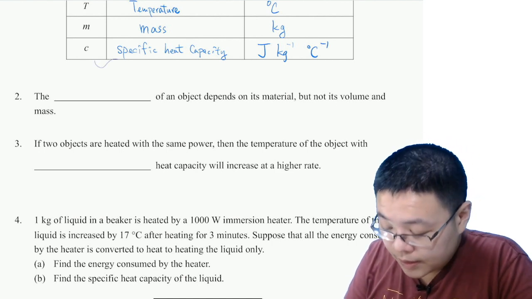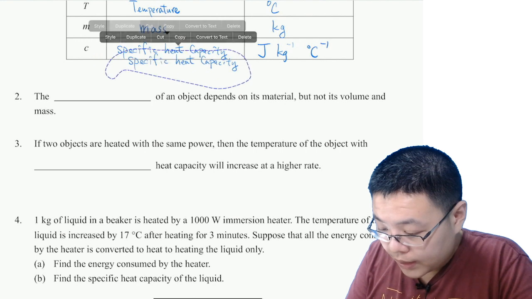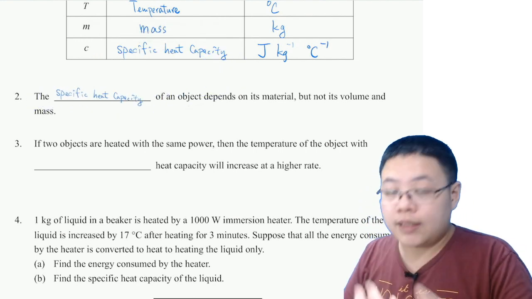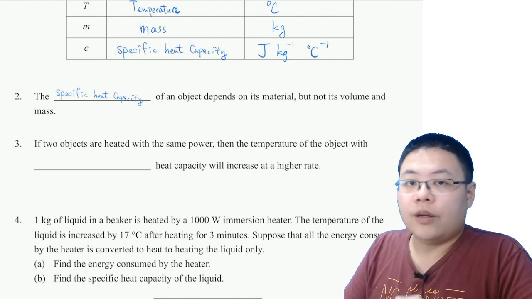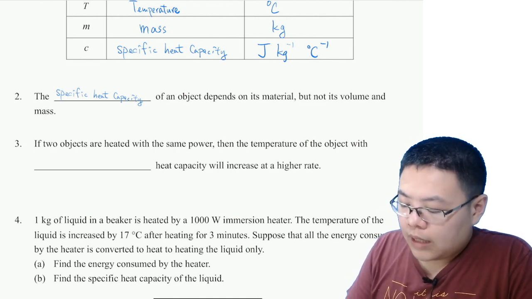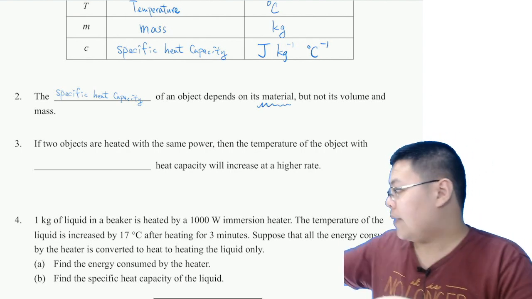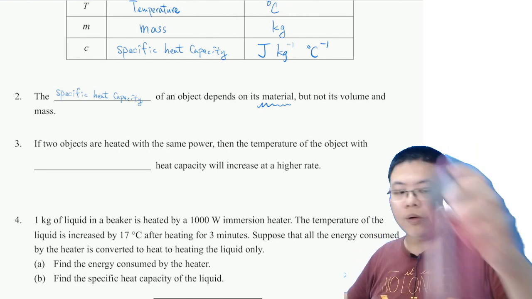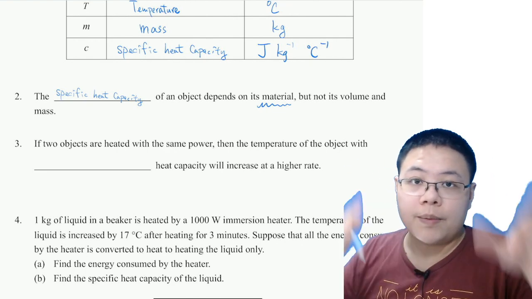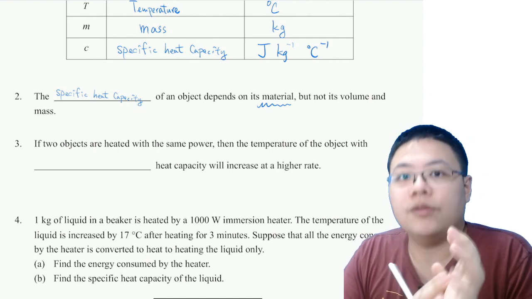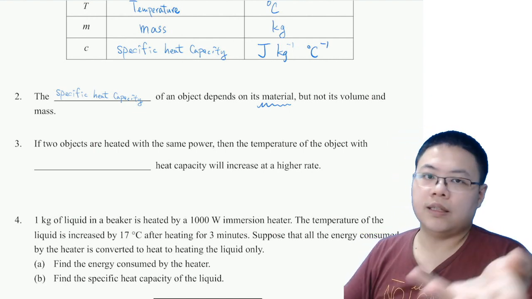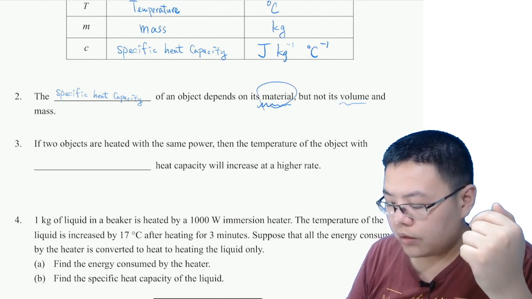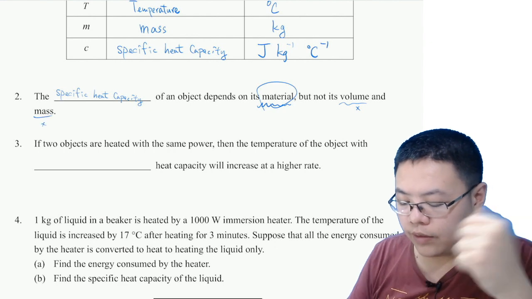Here you can simply duplicate and put it here. Okay, this is the specific heat capacity of an object. It only depends on what type of material it is. If it is water, then no matter you have a huge bottle or just a small bottle, the specific heat capacity of that is still the same. As long as it is water, then it is 4200. Okay, only material, but not affected by volume and mass.